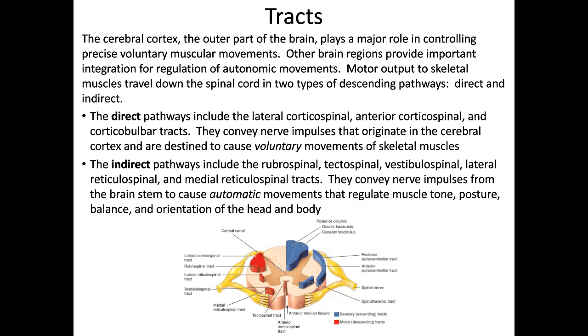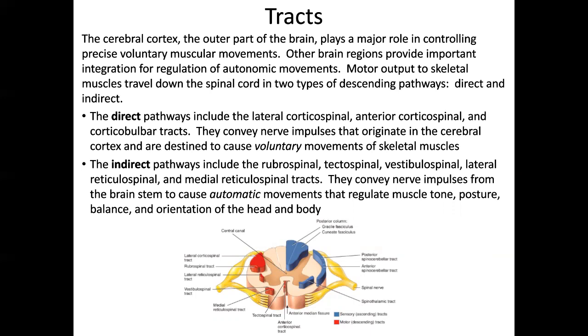Okay, but other brain regions are important for providing integration for regulating autonomic movements. So those that are associated with autonomic control. So, more of the cardiac muscle, smooth muscle, and glands, not the skeletal muscle, which is voluntarily controlled. Okay. The motor output to our skeletal muscles is going to travel down the spinal cord in two types of descending pathways. So these are going to be carrying the signals down. We call the pathways the direct and indirect.